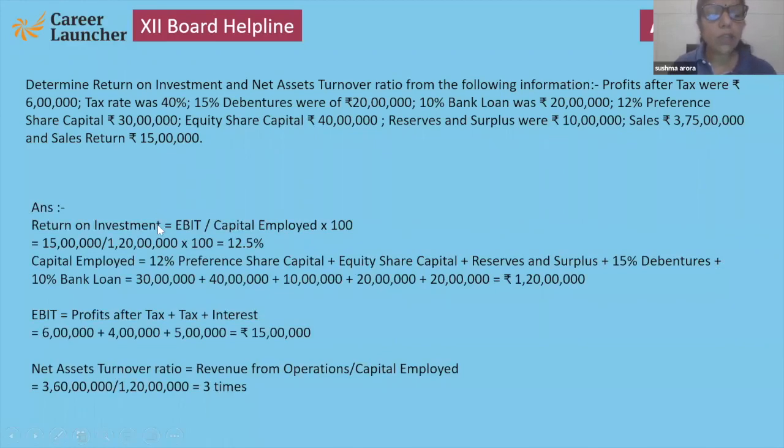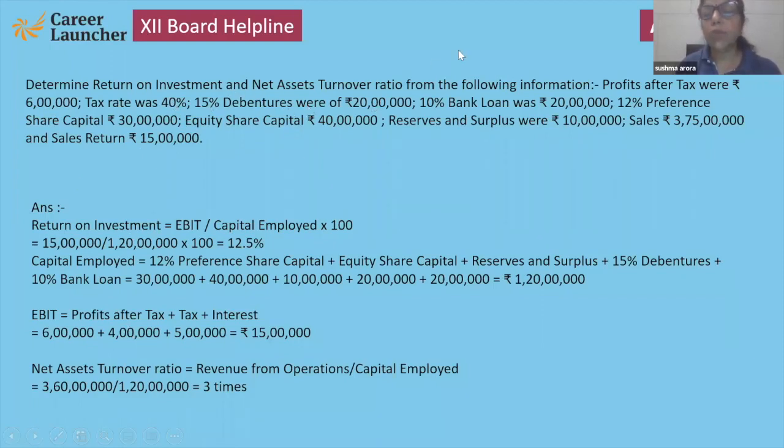See, return on investment is EBIT upon capital employed into 100. First of all, we have to calculate earning before interest and tax, profit before interest and tax, because profit after tax is given. So we have to calculate the tax rate, that is 40%. It means 6 lakh is for 60%. Interest we have to calculate in these two.